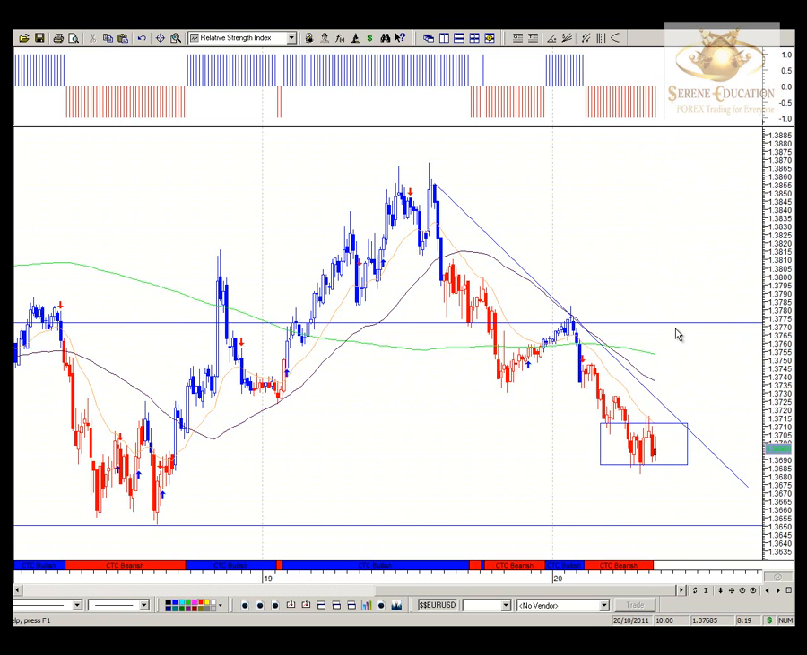At the moment, we're looking for further bearishness, and we want to trade in the direction of the major trend, which happens to be down, not against it, with it. That's it, guys.